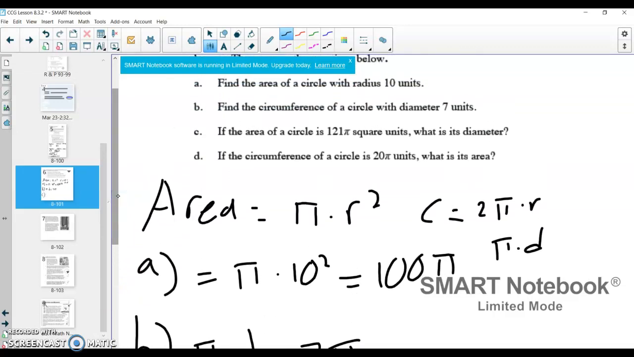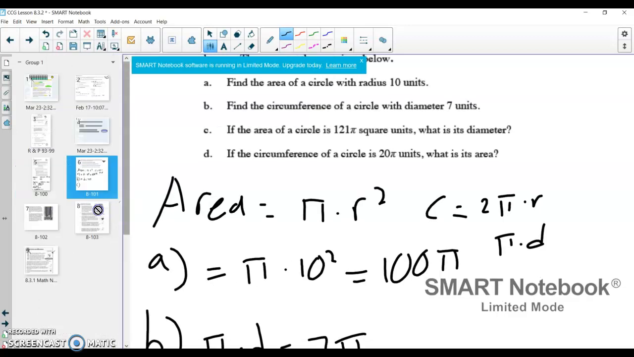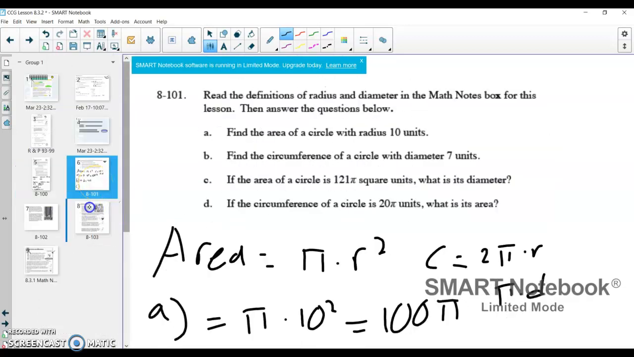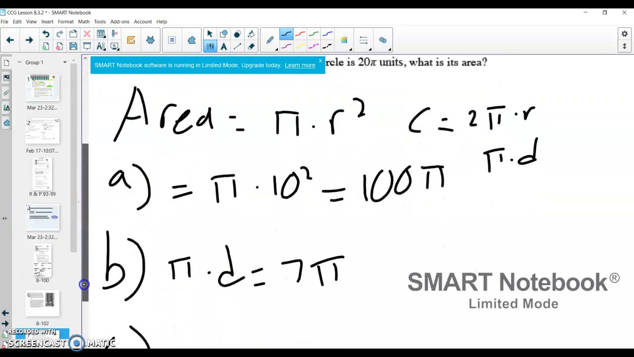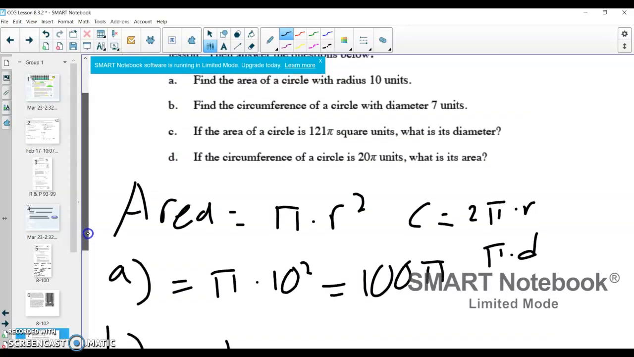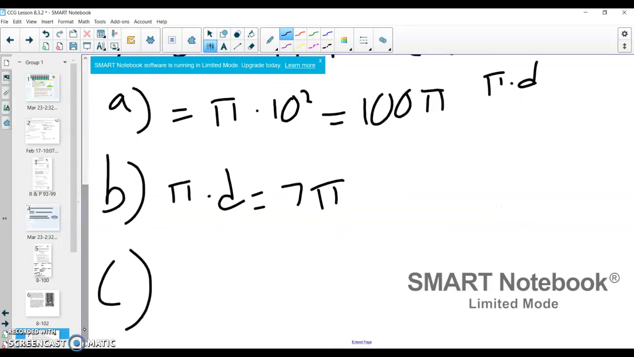It's saying we know the area of a circle is 121 pi square units. So what is the diameter? Well, the first thing we're going to need to do here is figure out what the radius is, and then we're going to need to multiply that radius by 2. And so we know the area of my circle is 121 pi, which means the formula for a circle, pi times r squared, is equal to 121 pi.